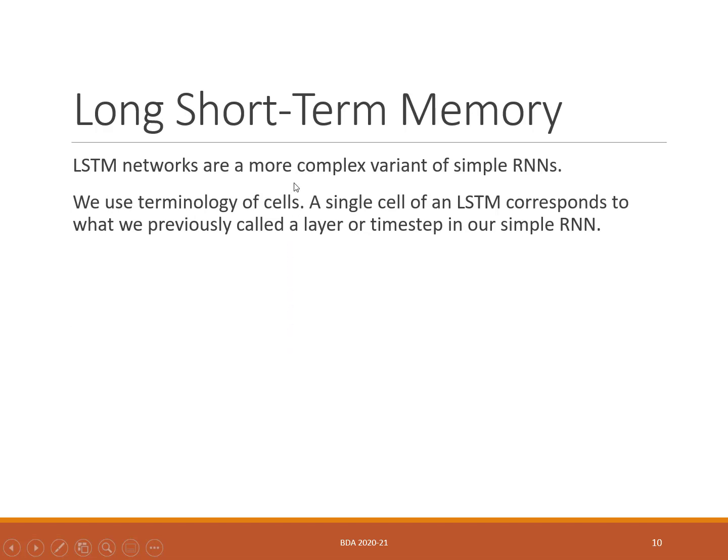LSTM networks are a more complex variant of simple RNNs. In the following slides, I will explain the structure of LSTM networks and describe how they process sequences of data. In LSTMs, we use the terminology of cell, referring to what we previously called a layer or time stamp. So, LSTM networks consist of several LSTM cells connected sequentially.